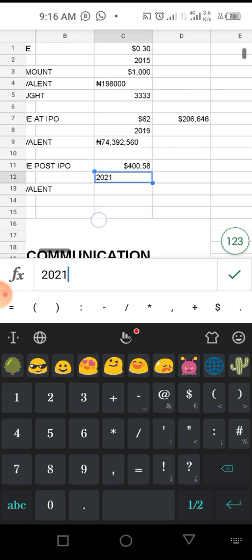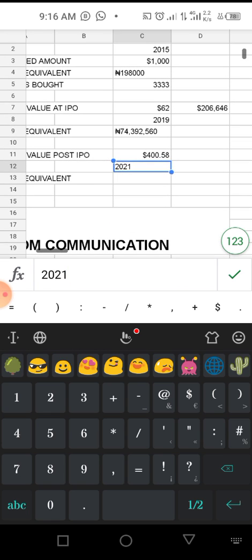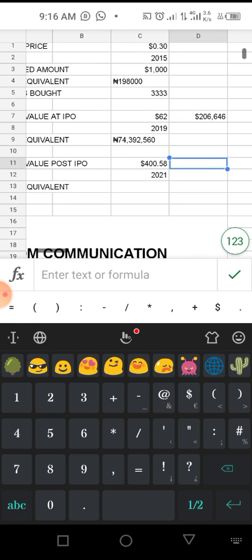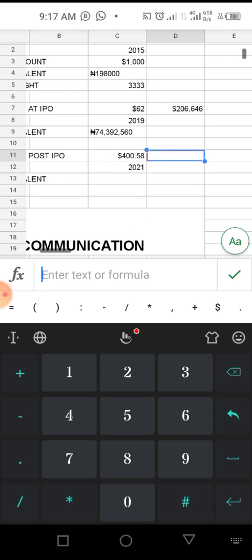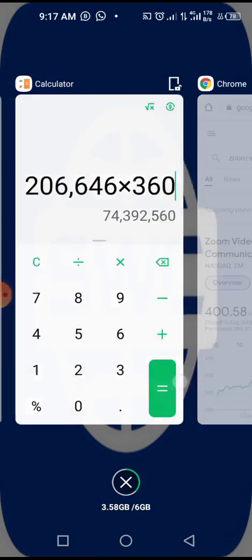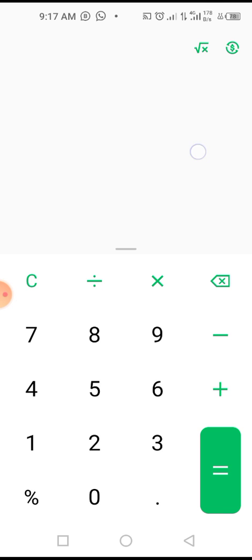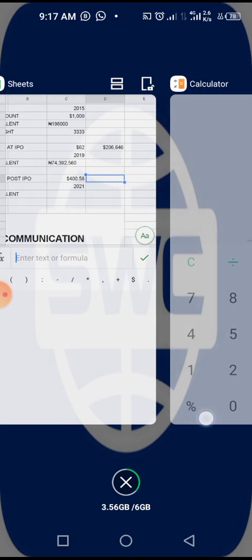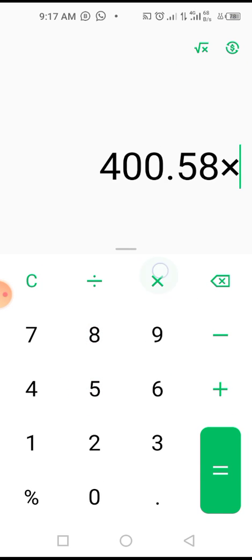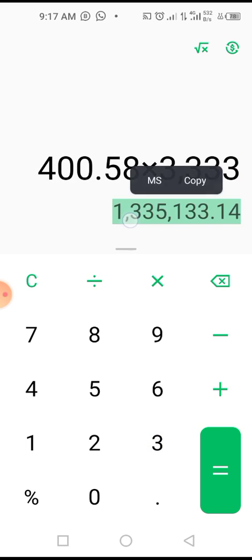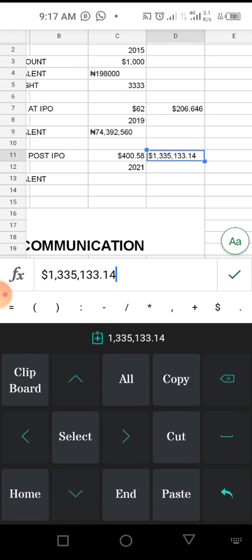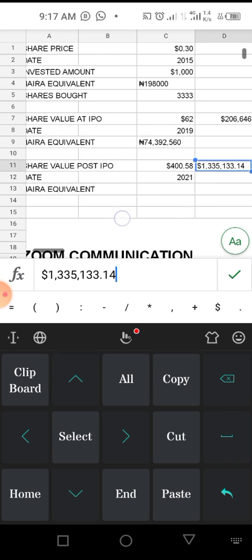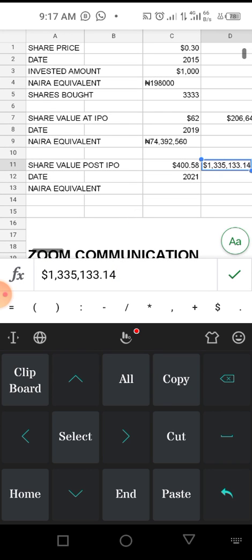Now let us see the share value of Peter Obi's 3,333 Zoom shares. Remember, he bought 3,333 Zoom shares in 2015. The value today will be 400.58 times 3,333. So the price in dollar for those shares will currently stand at 1,335,133.14 US dollar.